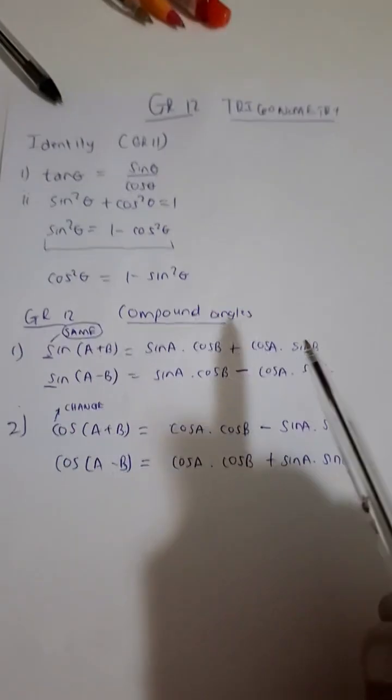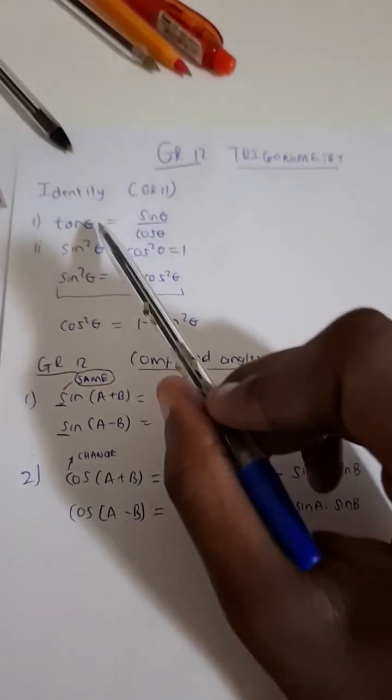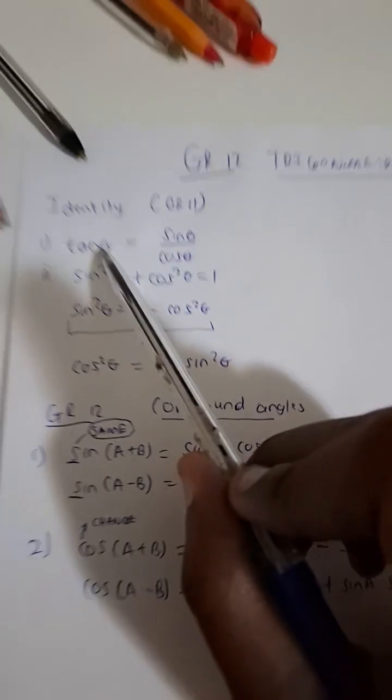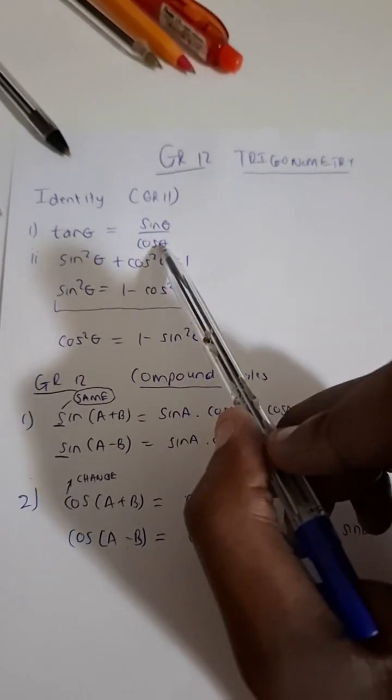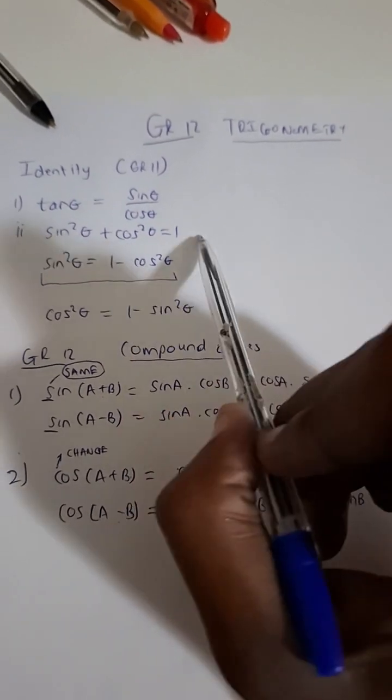So, like I said, grade 12s, you need to first know the identities that you learned in grade 11, which was tan theta is equal to sine theta over cos theta. Then you need to know the square identities. Sine squared theta plus cos squared theta is equal to 1.